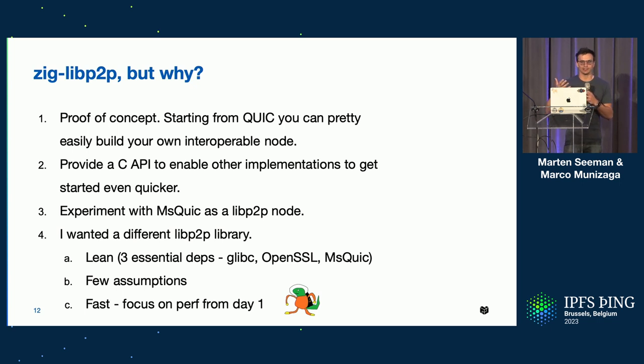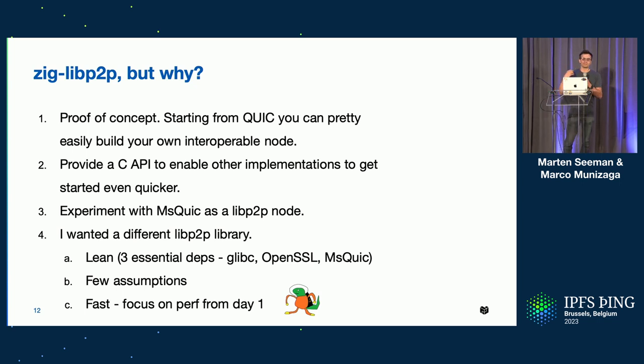I wanted to provide a C API to enable other implementations to bootstrap even quicker, if they just want to use my code for the TLS extension stuff or something like that. I also wanted to experiment with MsQuic as a libp2p node. I'm a really big fan; they're really fast and I like their API a lot, so I wanted to see what it would look like as a libp2p node. And really, I wanted a different libp2p library. This thing has three dependencies: libc, OpenSSL, and MsQuic. I make few assumptions about what the caller wants to do, and I focus on performance from day one. I submitted the perf protocol very much inspired by this work.